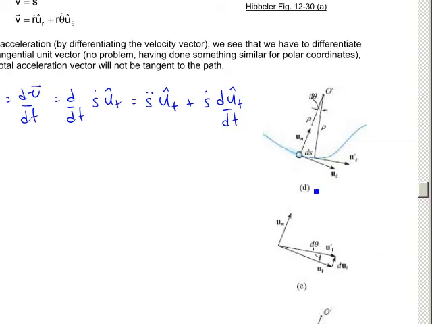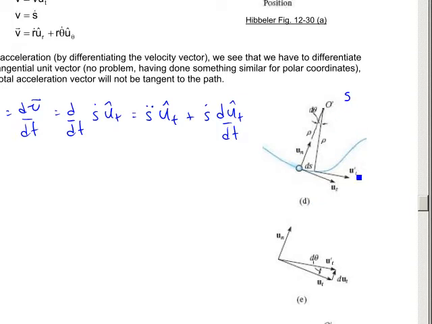So here in figure D, we have a velocity vector, v, and s dot is the magnitude of v. And if we have a center of curvature that's instantaneously rho, and if we sweep out a small angle d theta, then s dot is velocity, which is rho theta dot.